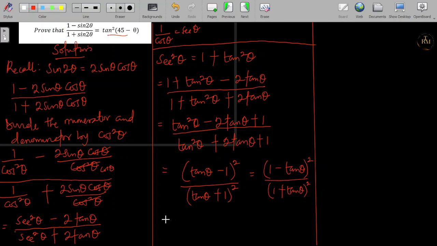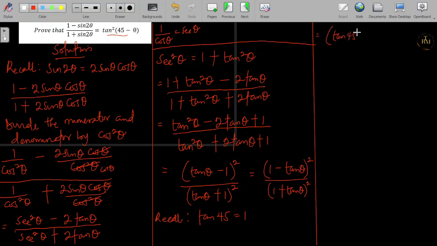Now, what do I do? I'm not seeing anything like 45 coming in. So the question is, how do I solve something of this nature? I'm going to recall from my knowledge of trigonometry that tan 45 has the same value as 1. So what I'm going to do in essence is replace this 1 and this 1 with tan 45. So I'm going to have something of this nature.